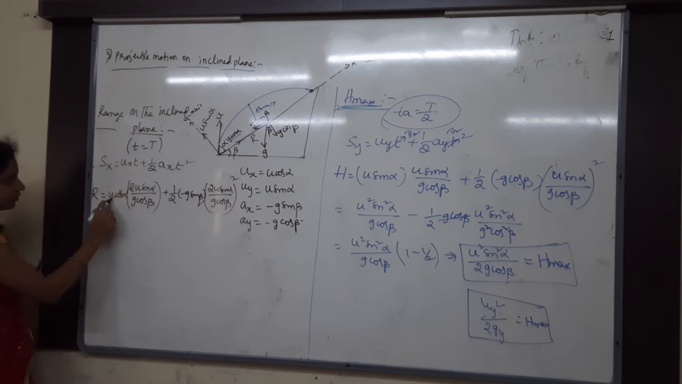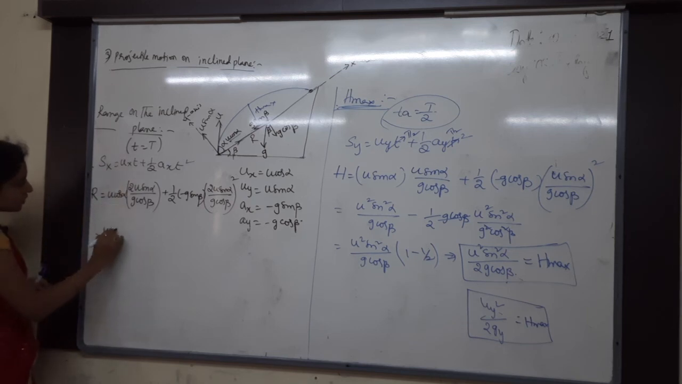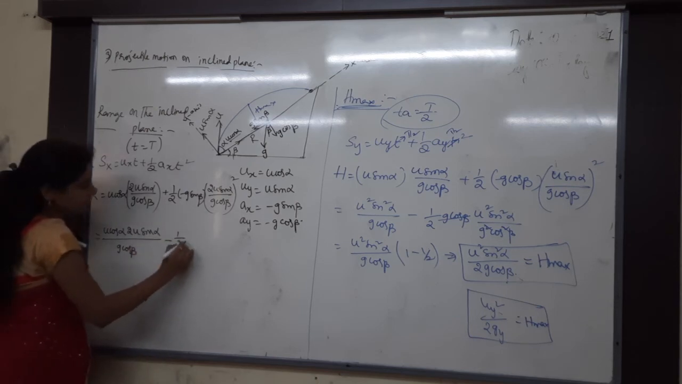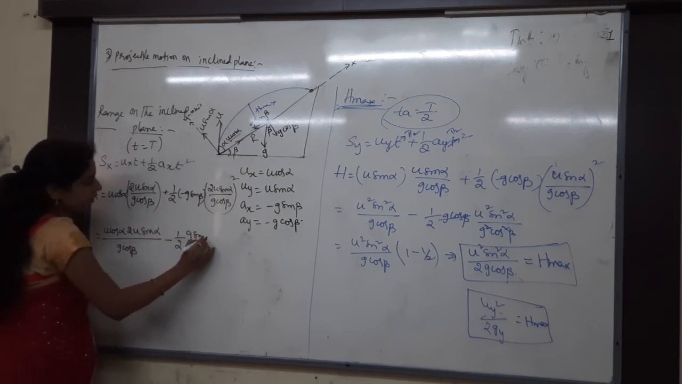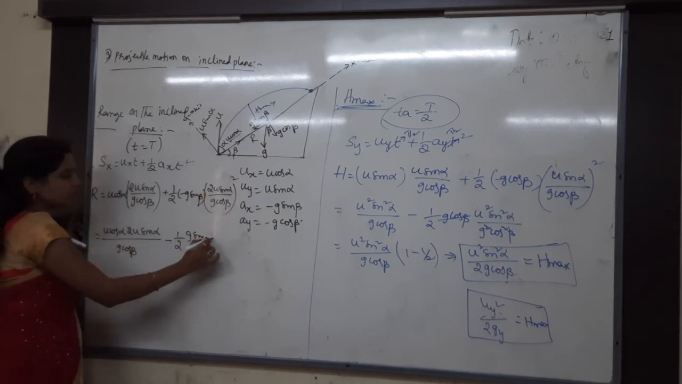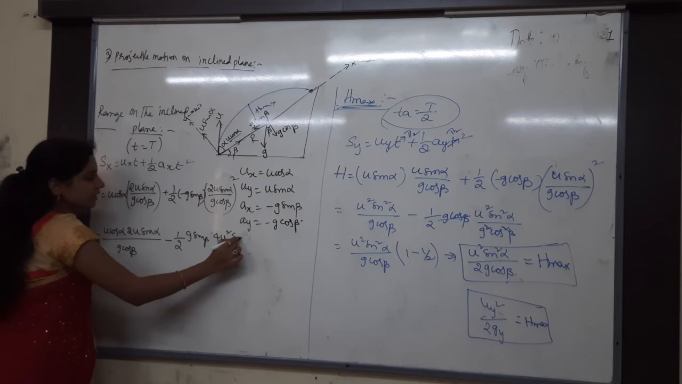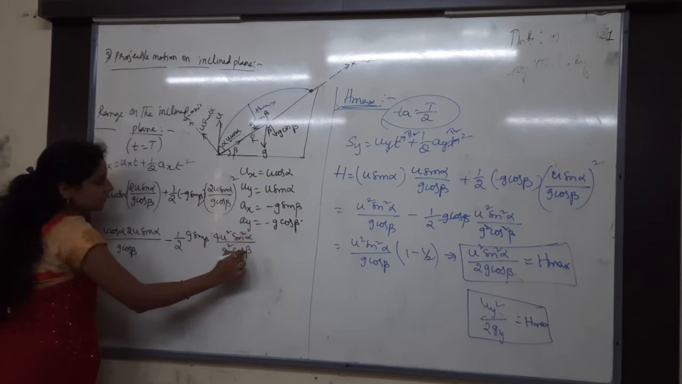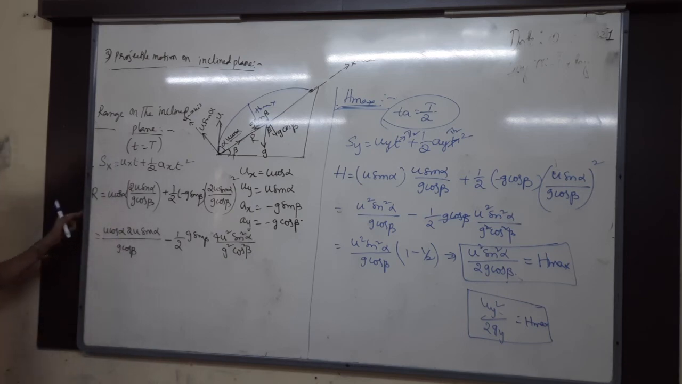Then here, what will we get? u cos alpha plus 2u sin alpha, keep it like that only. Then that is g cos beta minus, what will we get here? Half g sin beta into, what will we get here? 2u square, 2u square nothing but 4u square sin square alpha by g square cos square beta. That is what we will get here.